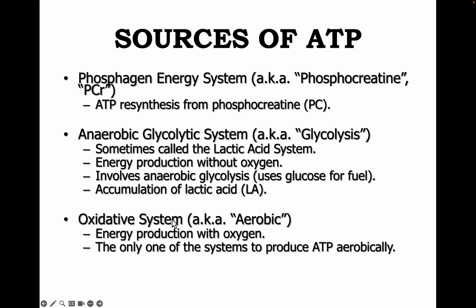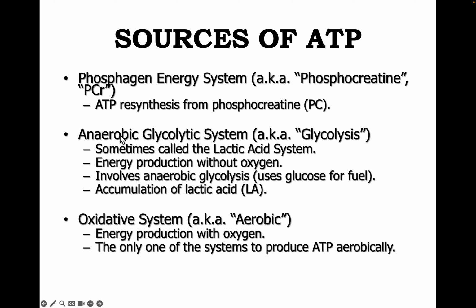And here are three main sources of ATP, aside from the ATP that is stored in our muscles. We've got the phosphagen energy system, otherwise known as the phosphocreatine energy system, also known as the PCR energy system. Essentially, we take the phosphocreatine molecule and use it to create more ATP. The second source of ATP is the anaerobic glycolytic system, otherwise known as glycolysis, also known as the lactic acid system.